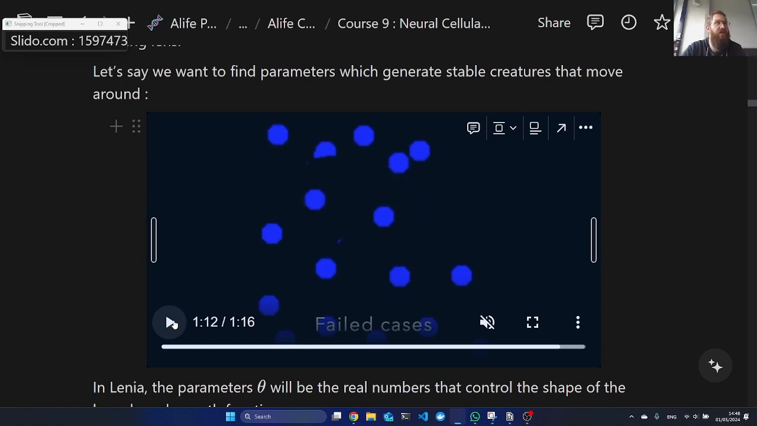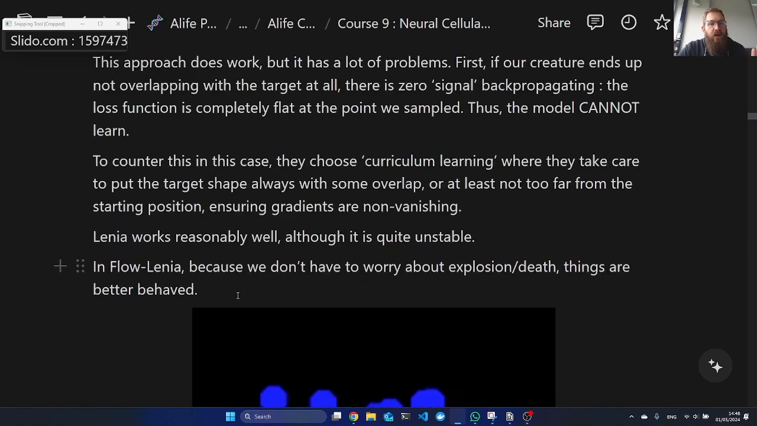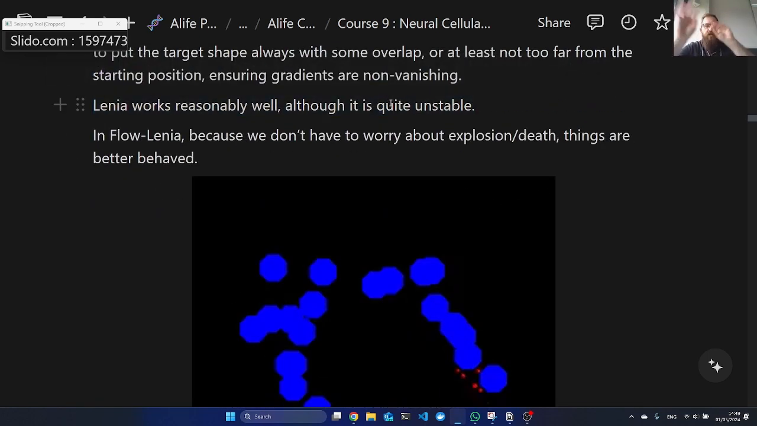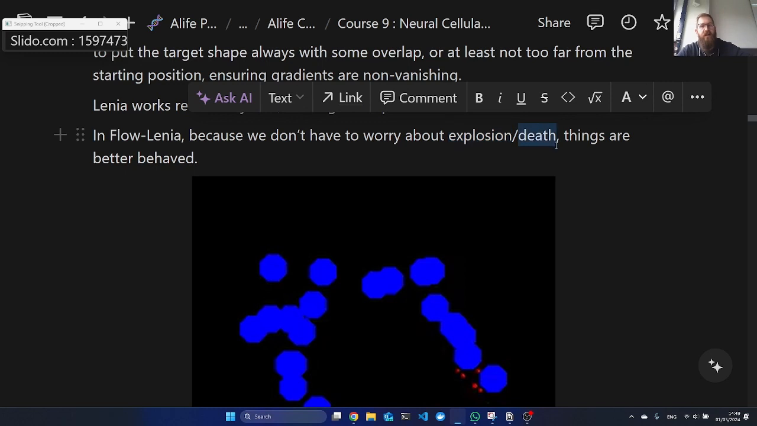And so this is very annoying with Lenia because, of course, again, if your creature just dies, you would just get a loss which is very bad and which gives no signal, right? Because if you die away from the target, you can change the parameters a little bit. Maybe you will die here. Your loss is exactly the same, so there is no derivative. So all that to say that it works for Lenia, although it's very finicky. You have to be very careful with the loss. In Flow Lenia, it works much better because you don't have to worry about this explosion and this death.